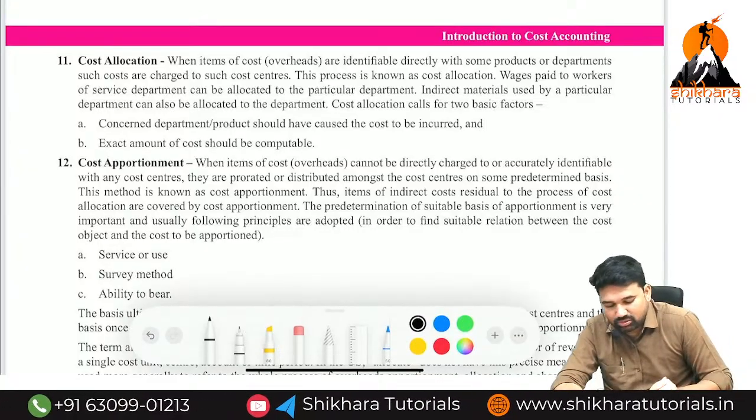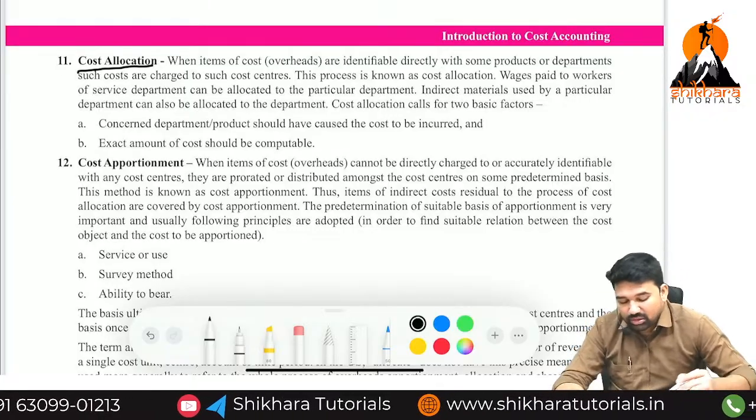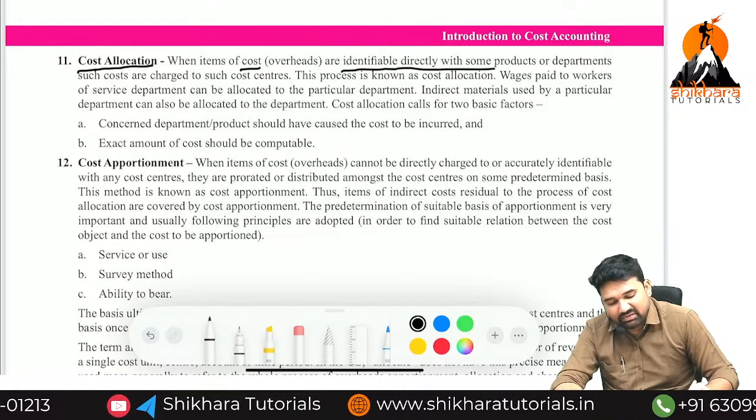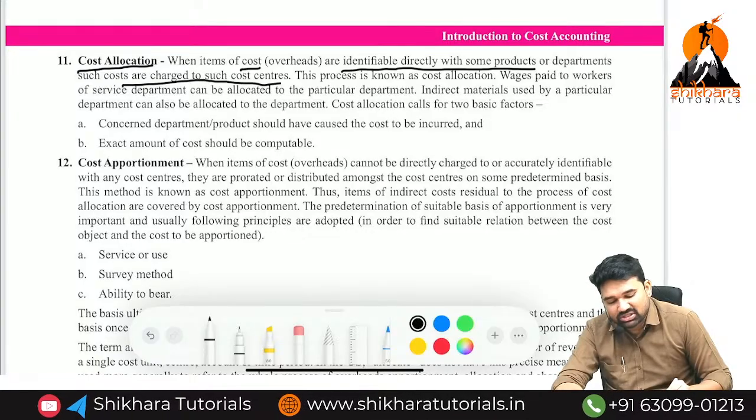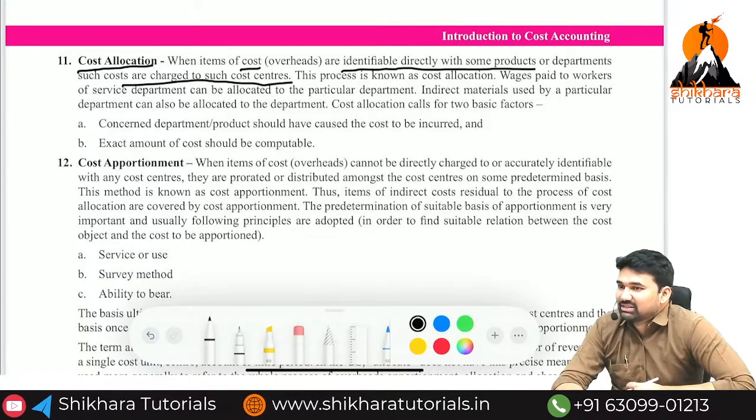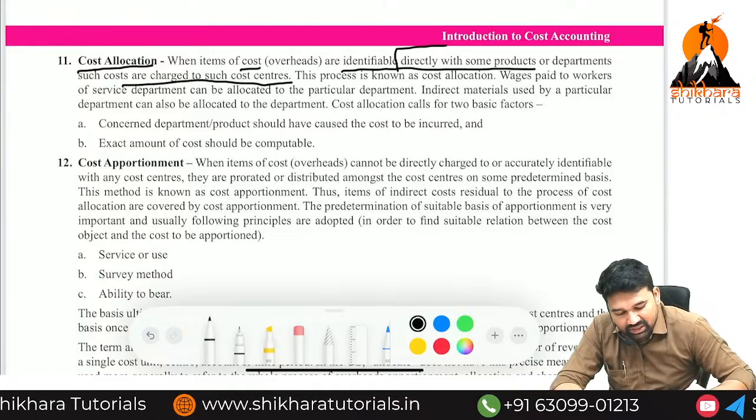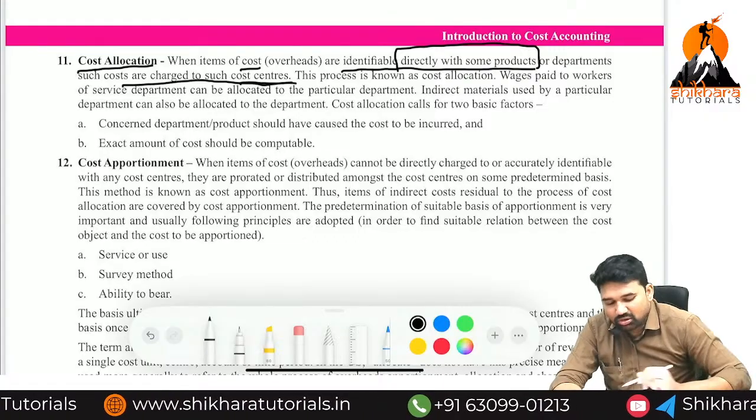Just a minute. So listen carefully. Cost allocation. Read out the point. When items of cost are identifiable directly with some products or departments, such costs are charged to such cost centers. See, directly. This is the important thing. Directly with some products or departments, such costs are charged to cost centers.